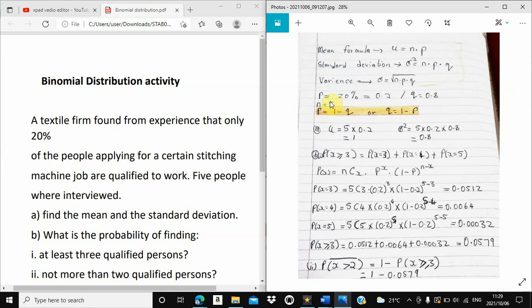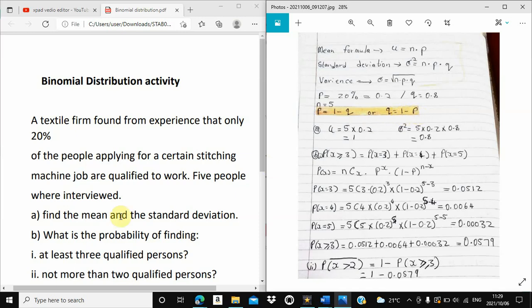Now, before we continue, what you must know is that P plus Q must be equal to 1, and P is equal to 1 minus Q. If you are not looking for failure, automatically you are looking for success. If you are not looking for success, automatically you are looking for failure. This is the same as the complementary rule. Among the rules of probability, we know that Q is equal to 1 minus the probability of success. Automatically we are looking for failure.